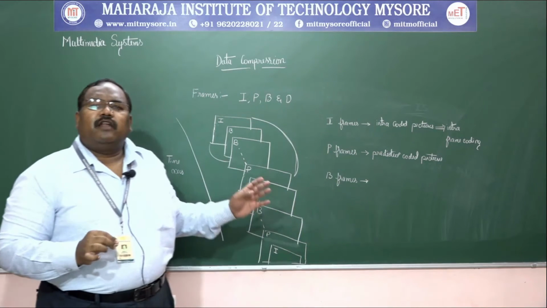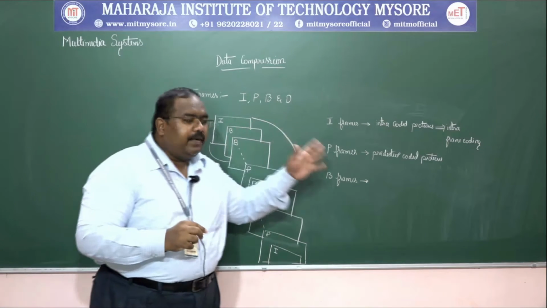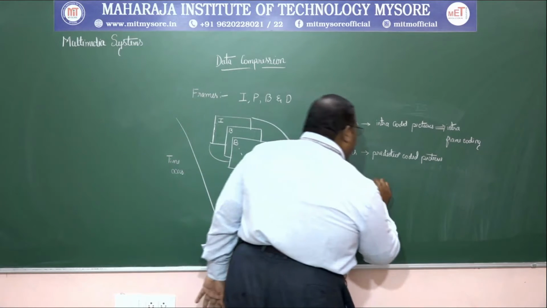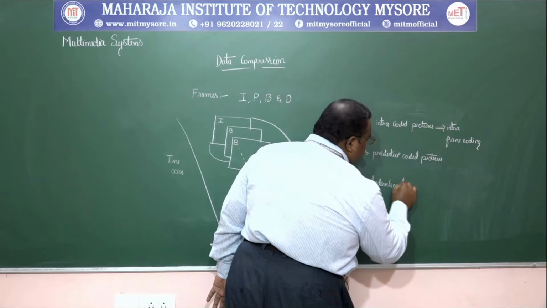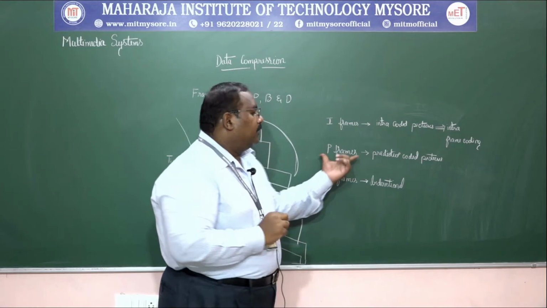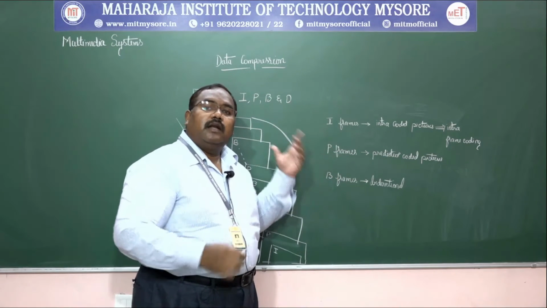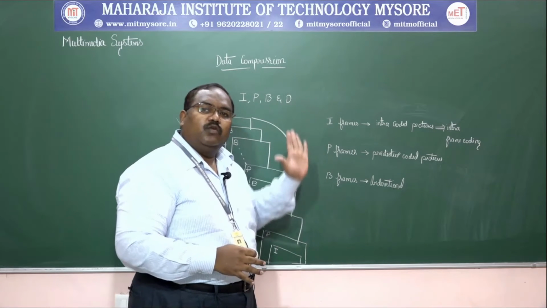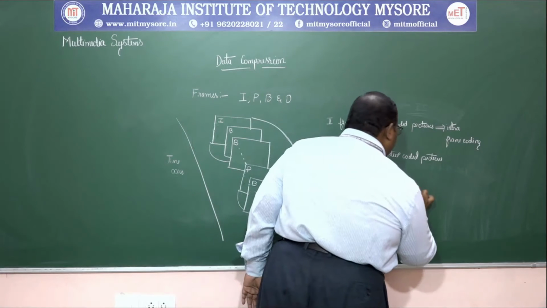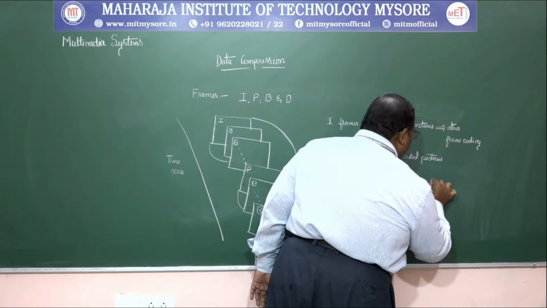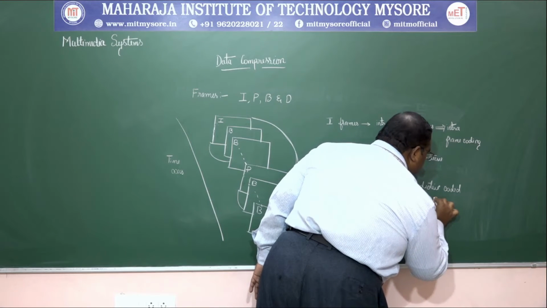When you talk of B-frames, what kind of pictures are associated? Here it is directly associated with bidirectional predictive coded pictures. Look at this, B-frames are predictive coded pictures, whereas B stands for bidirectional, meaning both directions, with respect to the previous and also with respect to the future. Bidirectional predictive coded pictures.